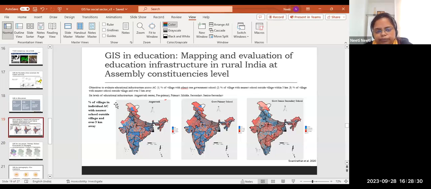What we see here are a few maps as an example. First map is about Anganwadi, second is for government primary school, and third is for senior secondary school. And each one shows the percentage of villages in an individual assembly constituency with the nearest school outside the village and over 5 kilometers away. What you can get from here is that all the red shade is showing the bottom. That means there is a higher percentage of villages which have a problem. Okay, that means that there are more villages with the nearest school beyond 5 kilometers outside the village, whereas blue are where the facility is much better.